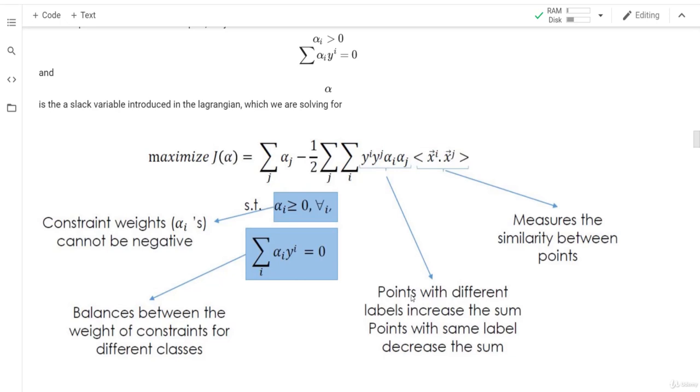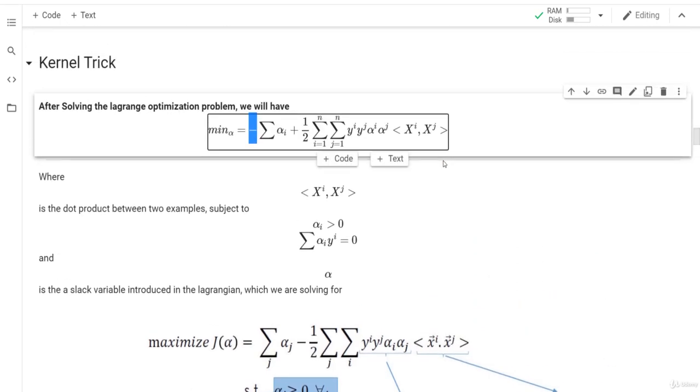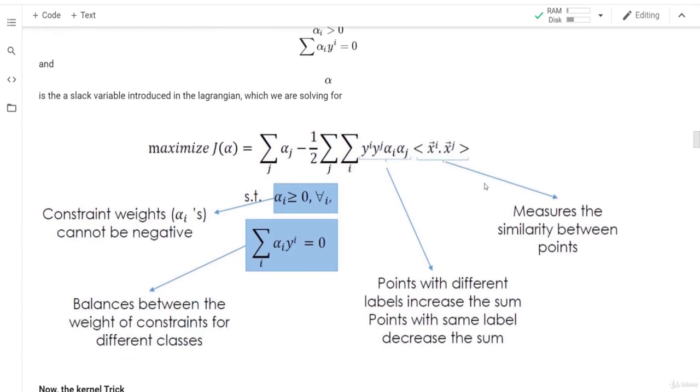All this is not important. What we really care about is this part. This measures the similarity between points, xi and xj. We said that this is called the dot product. You need to understand that the dot product is linear algebra terminology, but it's basically also used for measuring the similarity between the points.